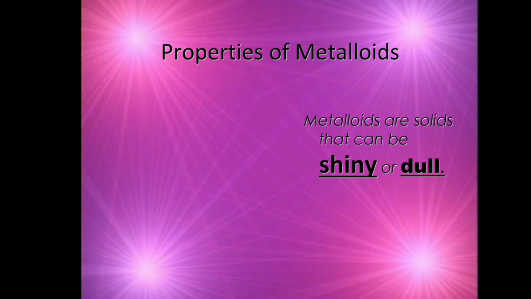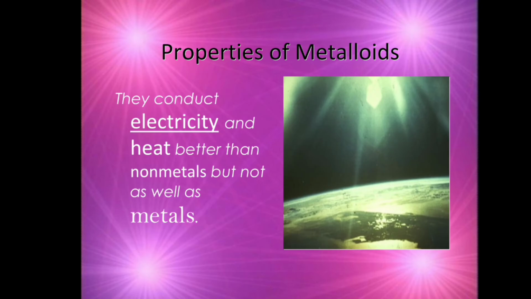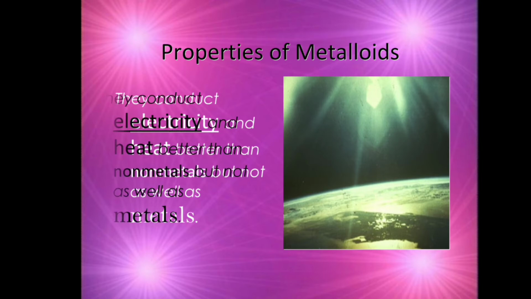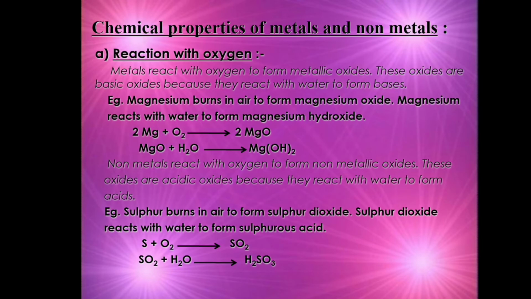Here, metalloids are solids that can be shiny or dull. They conduct electricity and heat better than non-metals but not as well as metals. Then metalloids are malleable and ductile. Now we will see the chemical properties of metals and non-metals.